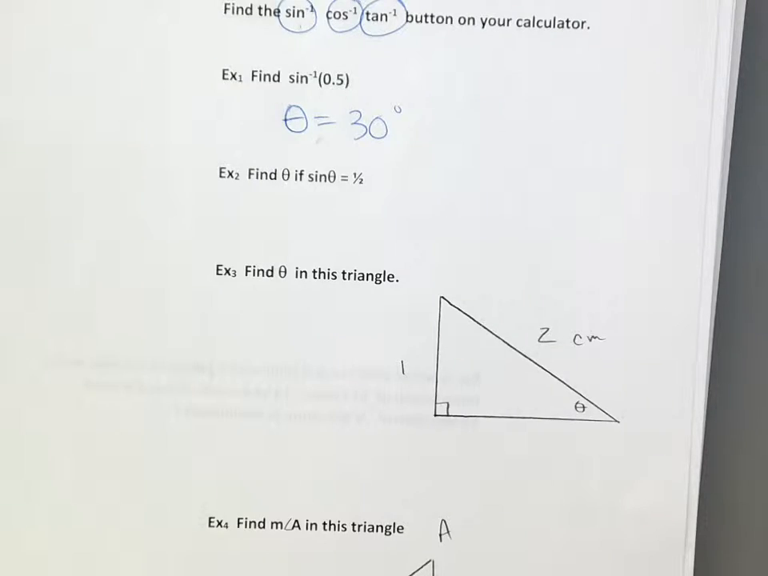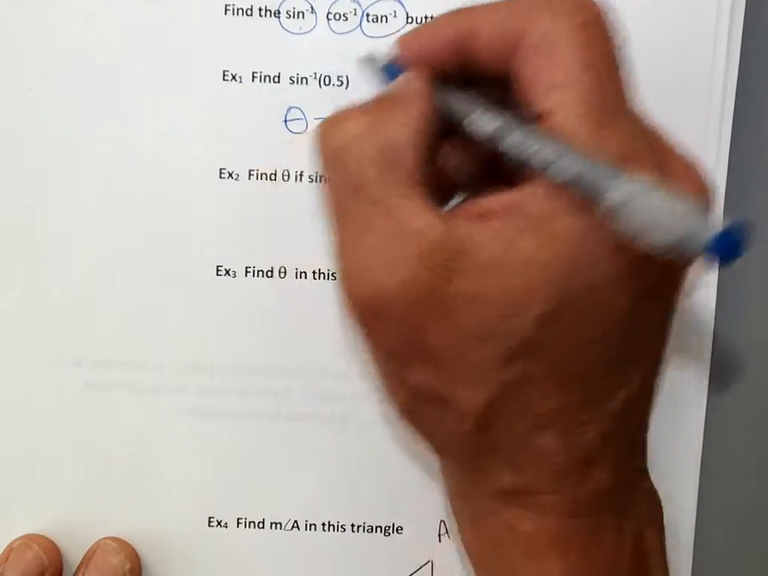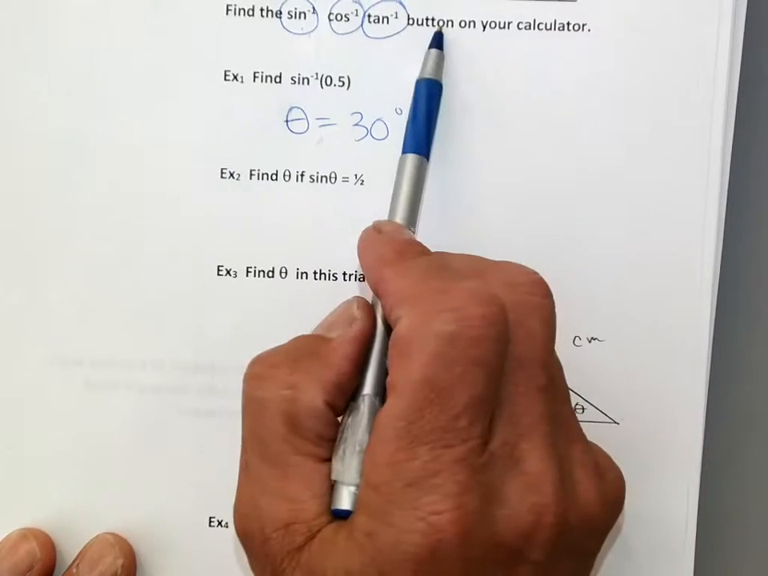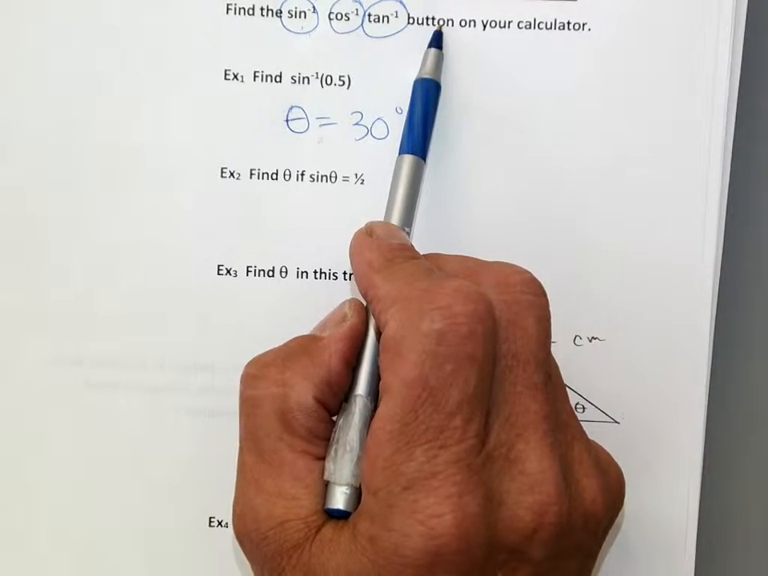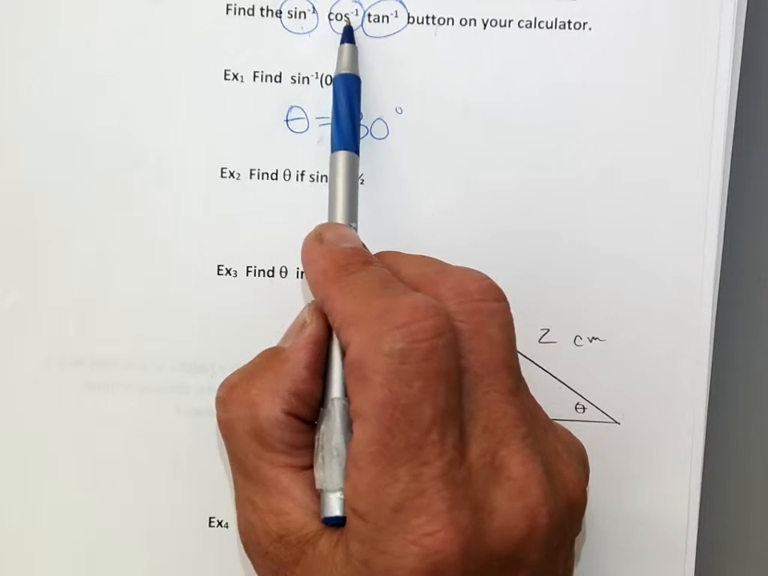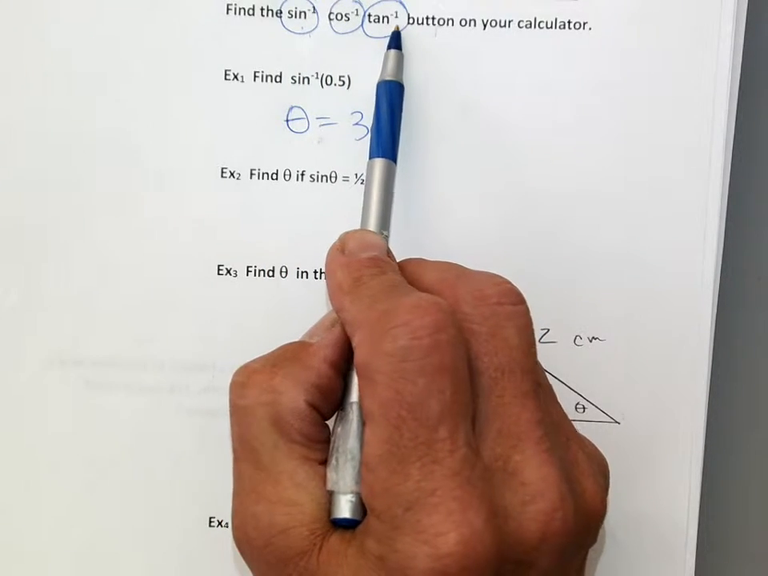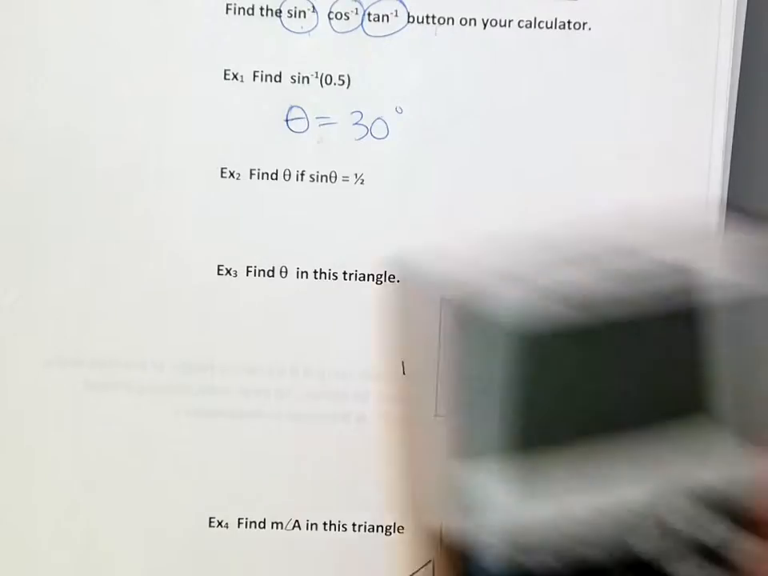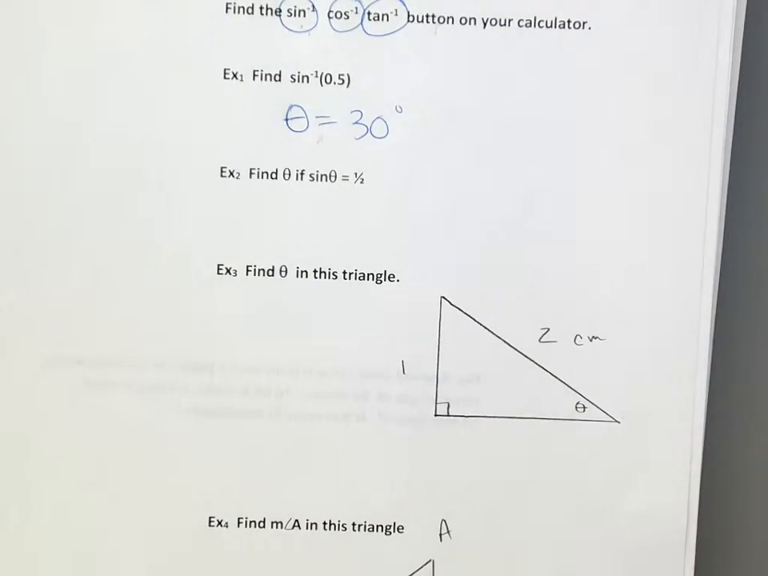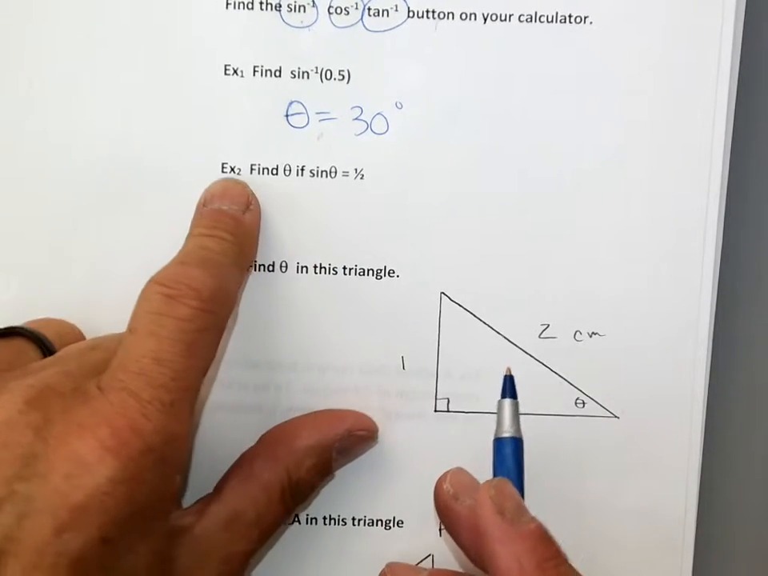So what we're finding is an angle. This inverse button finds the angle. Whenever you hit or push the inverse button, you're going to find an angle. So if you have to find an angle, which button do you push? The inverse button. And it will always give you an angle, not a side. Everybody got it?